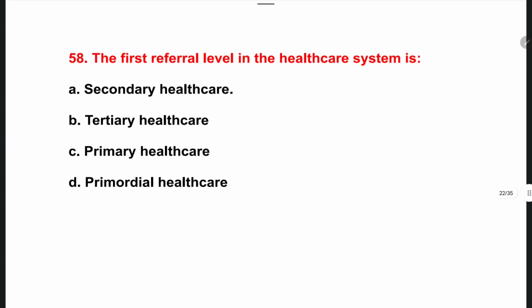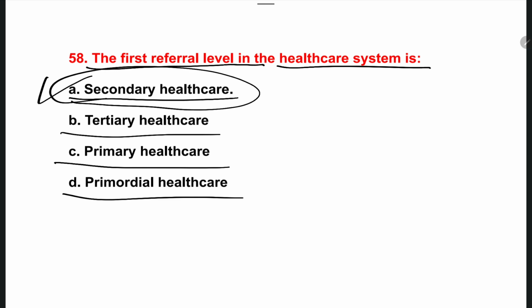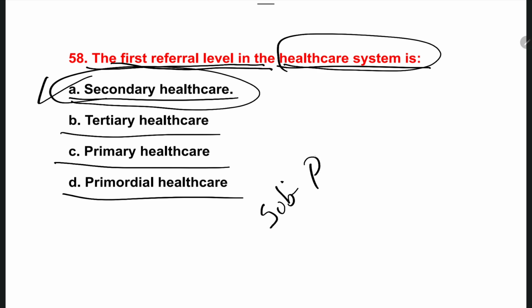The next one is, the first referral level in the healthcare system is. Options are secondary healthcare, tertiary healthcare, primary healthcare, primordial healthcare. So the right one is option A, secondary healthcare, which is the first referral level of the healthcare system, that is from the sub-center to the PHC. PHC is nothing but secondary healthcare, that is the first referral level.